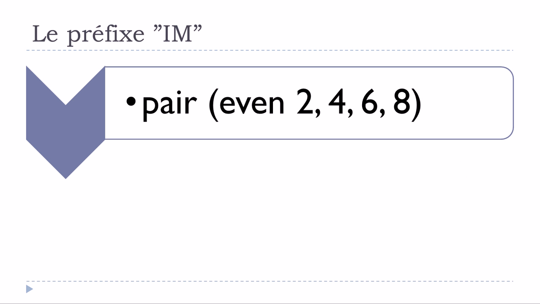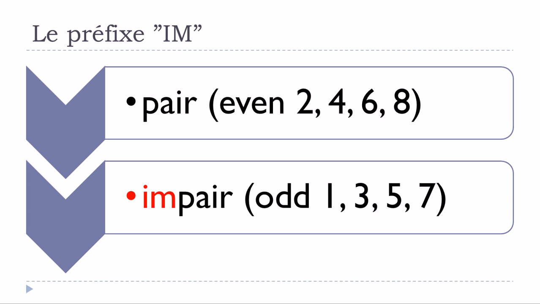The first one is pair. Okay, so the meaning is even, and then I just put some numbers to make it clear that we're talking about numbers. So 2, 4, 6, 8. Okay, so pair, and then if you want to express the without, you will use this impair, impair. So you put im, and then after that the rest, impair.